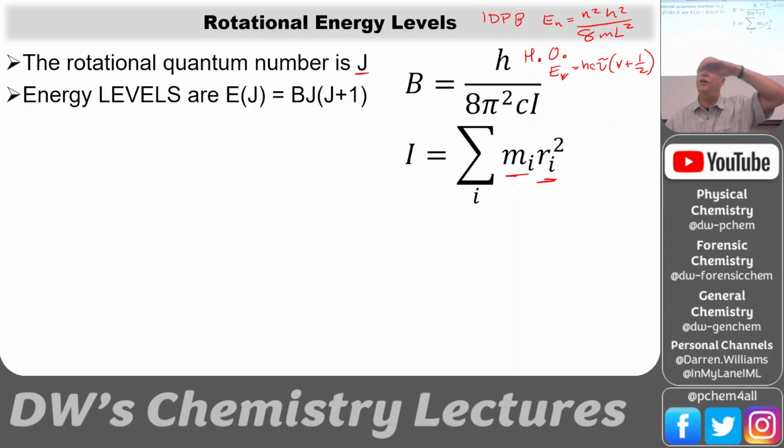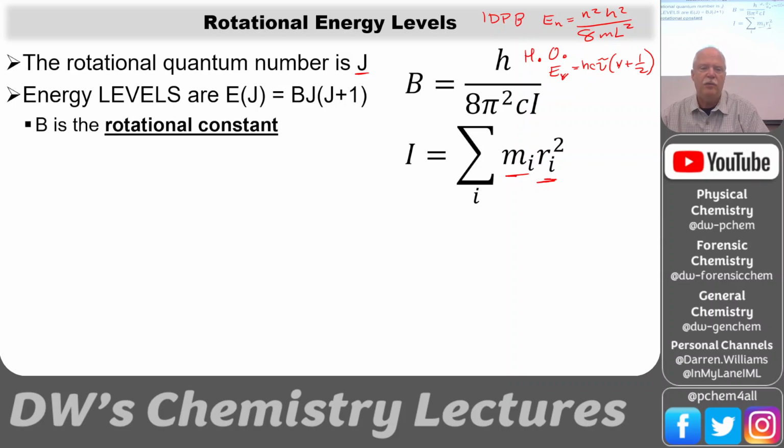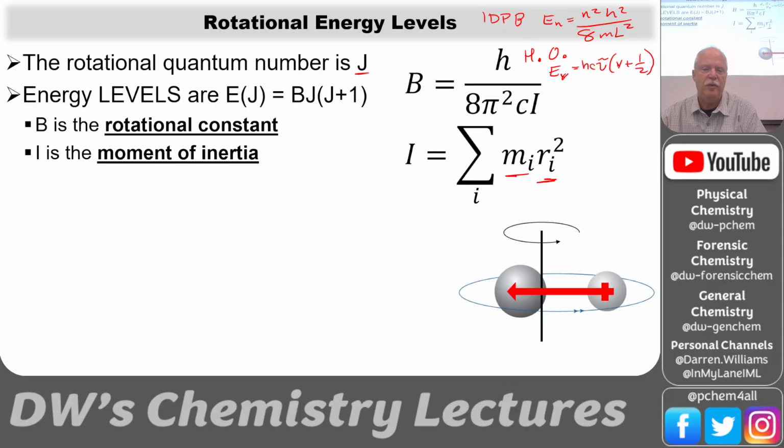So if you were to draw an energy level diagram, you put in the quantum numbers, and these are the energies of the energy levels. Okay, so B is the rotational constant, and I is the moment of inertia. And so as something's spinning around, we can determine how much mass is off of the axis that's spinning. Okay, that's why I was spinning so slowly. A lot of mass.